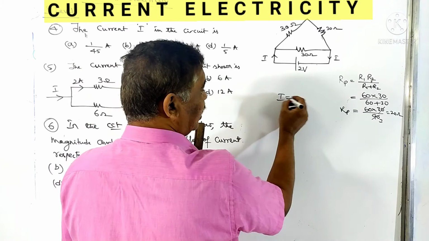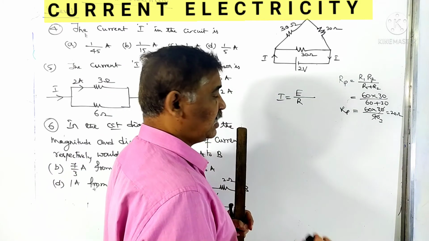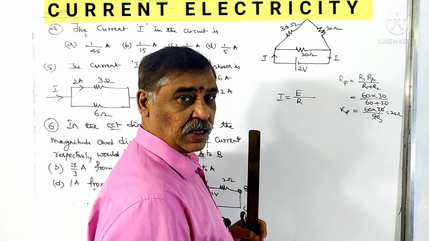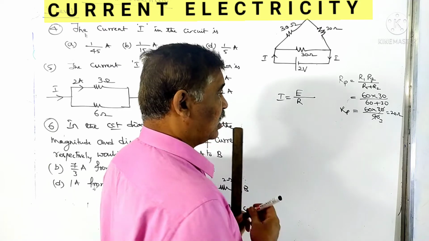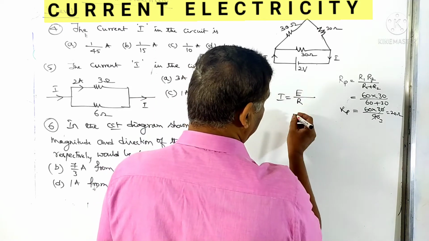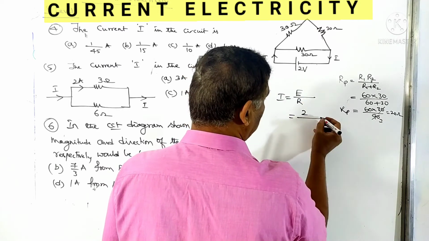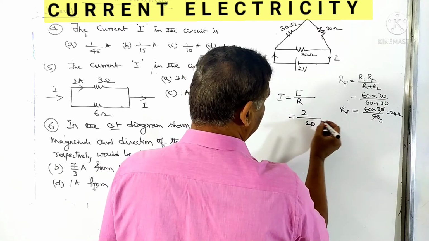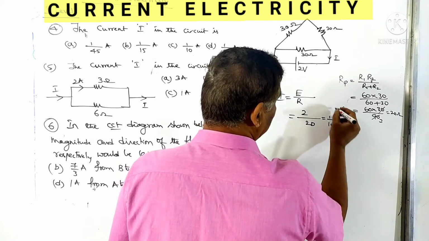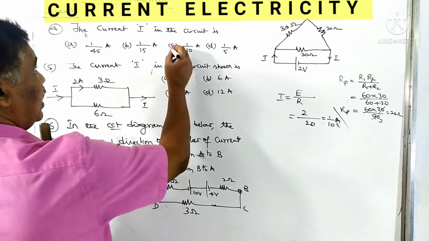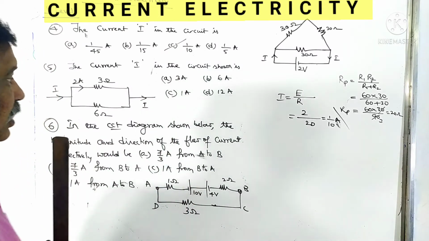Now I want to find what is the current. Current I is equal to EMF divided by external resistance plus effective internal resistance in case it is there. Nothing is given, so therefore E by R. EMF is given as 2 volt divided by 20 ohm, that gives us 1 by 10 ampere. So this is the answer for this question. It is there in option C.